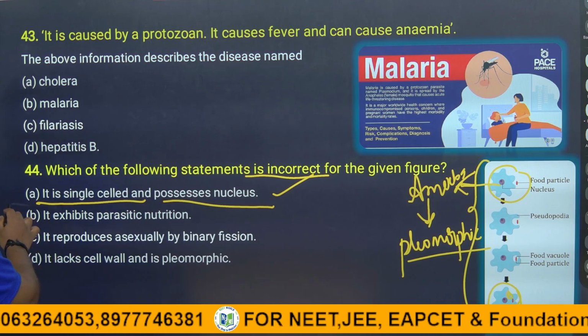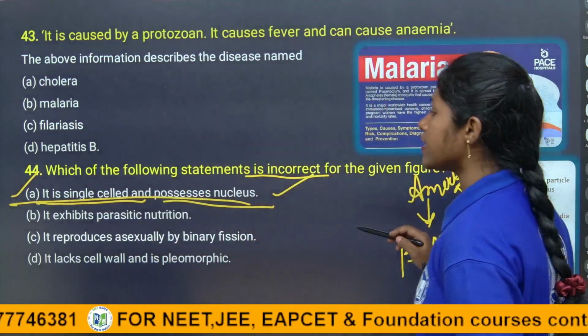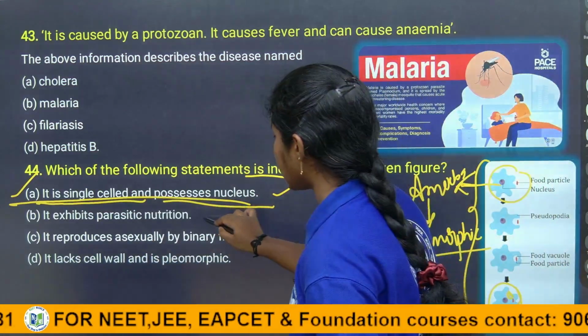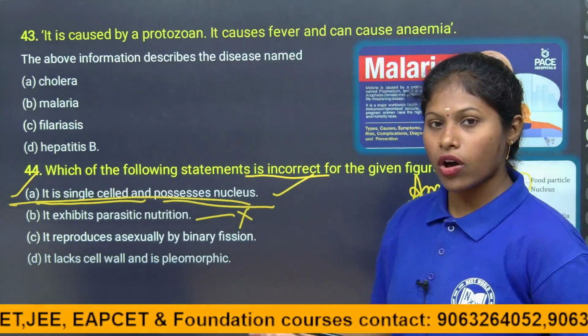So here they are asking, children, which of the following statements is incorrect for the given figure? It is a single cell and possesses a nucleus. Of course, that is a right statement. It exhibits parasitic nutrition. That is a wrong statement. It does not exhibit any parasitic nutrition. It is not attacking any living organism, right?